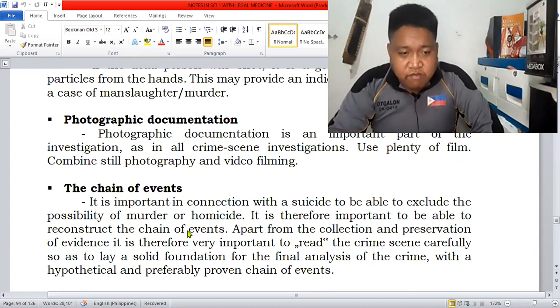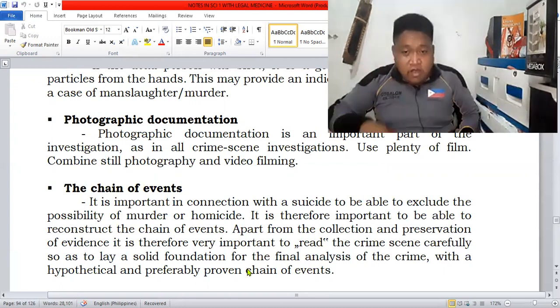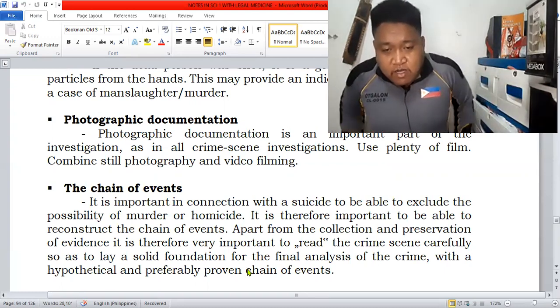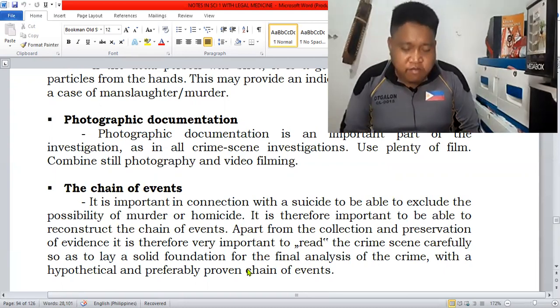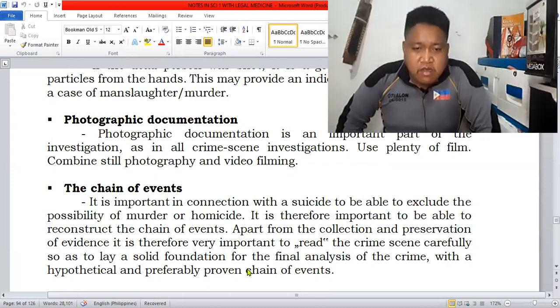Apart from the collection and preservation of evidence, it is very important to read the crime scene carefully so as to lay a solid foundation for the final analysis of the crime, with a hypothetical and preferably proven chain of events. You piece together the situations, what the person went through, where he went, who he was with, so that you can see that there is really no crime of murder or homicide.